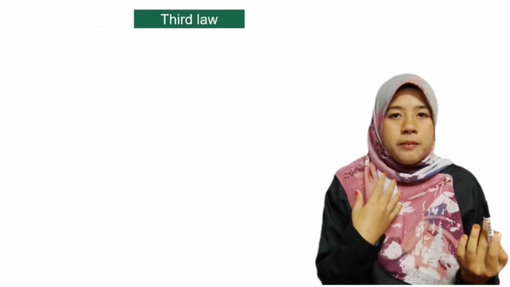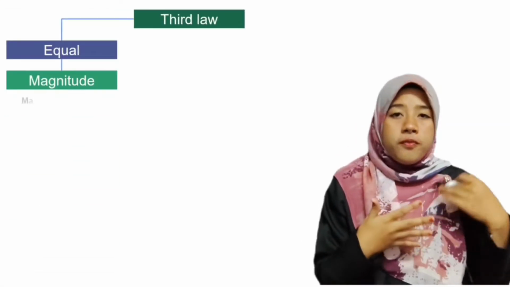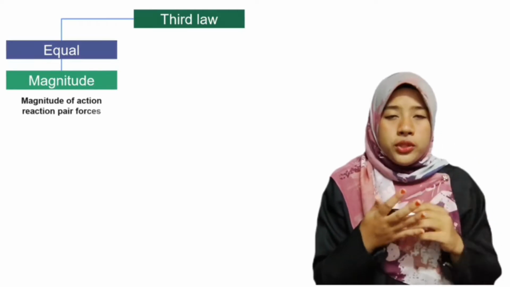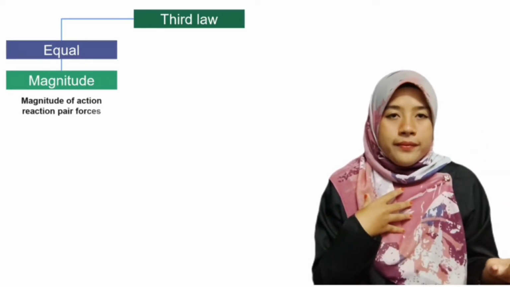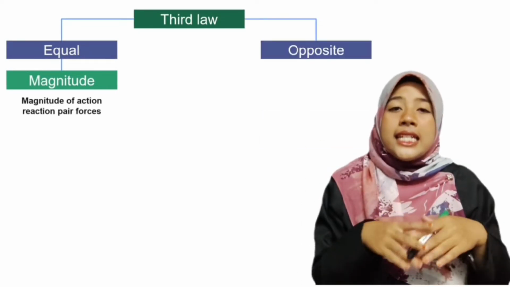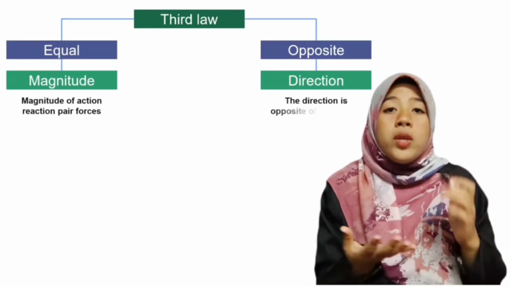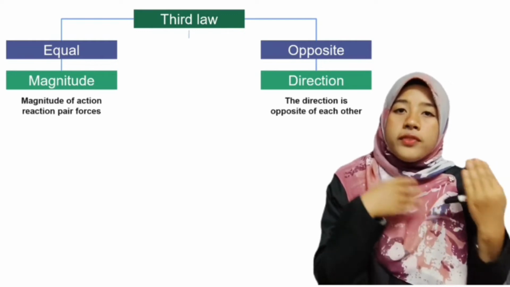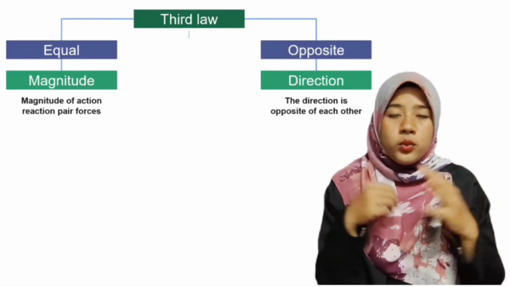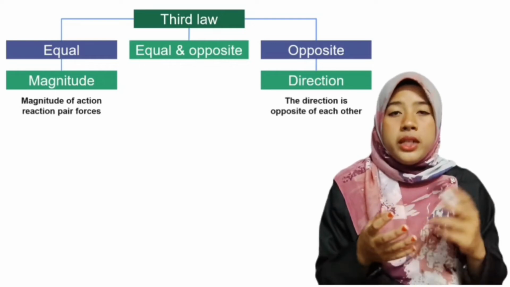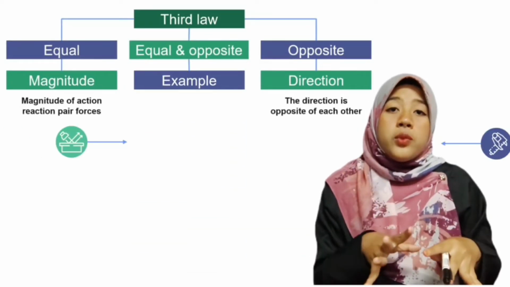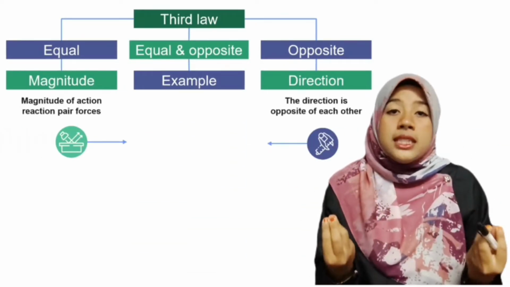Okay, now let me explain. First is equal in magnitude, which means that the magnitude of the action-reaction pair of forces is equal to each other. Second is opposite in direction, which means that the directions of the forces must be opposite to each other. By having both equal magnitude and opposite direction, we have the concept of Newton's third law.